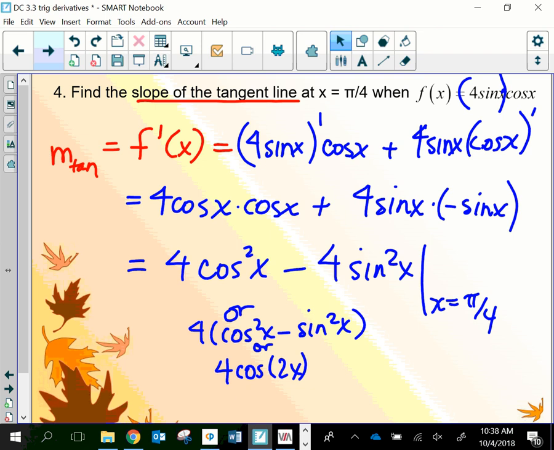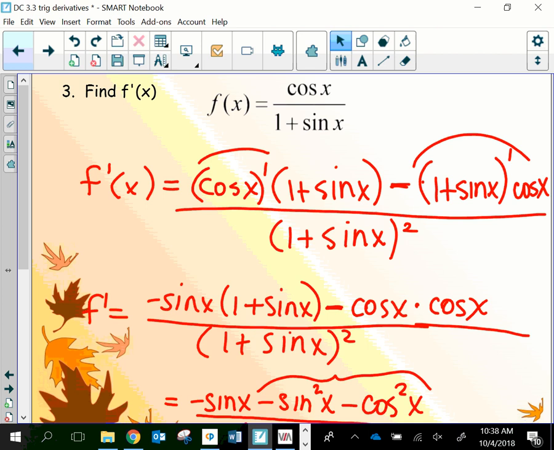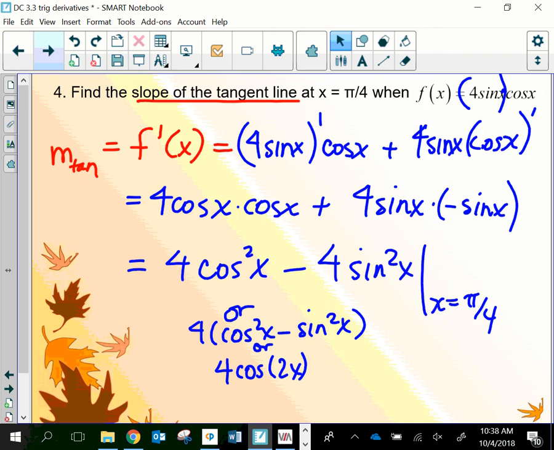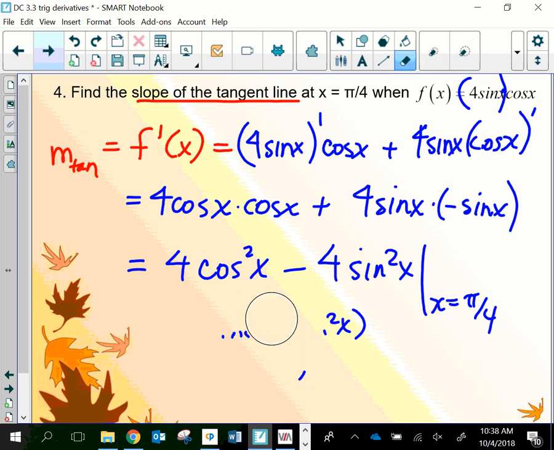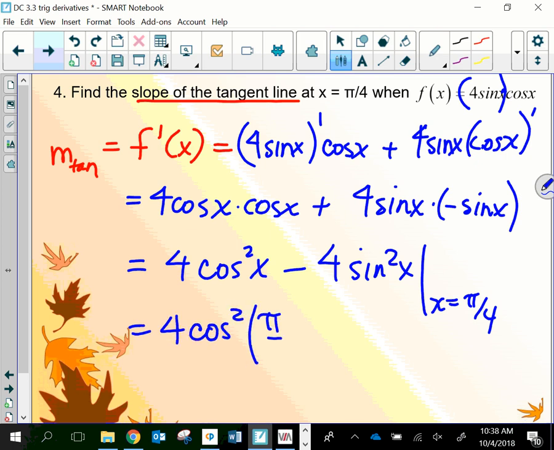Okay, so we got to the slope of the tangent. And if you recall, this is the only time I said m for slope. Otherwise, I just started with f prime because that's what I'm looking for, and I wanted to remind myself of that. Now I'm just going to erase this because I don't really need it anymore. I'm going to plug in pi over 4. So here we go: 4 cosine squared of pi over 4 minus 4 sine squared of pi over 4.